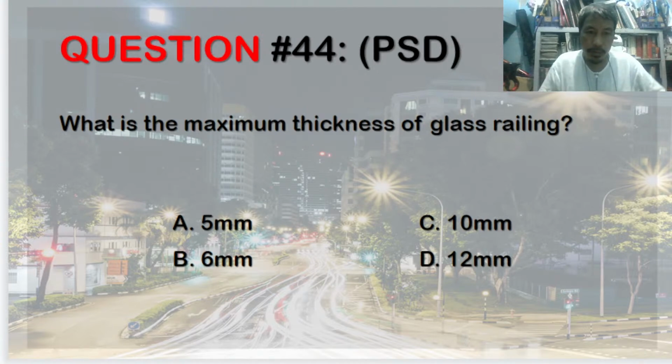Question number 1. What is the maximum thickness of glass railing? A. 5 mm, B. 6 mm, C. 10 mm, D. 12 mm. What is the maximum thickness of glass railing? A. 5 mm, B. 6 mm, C. 10 mm, D. 12 mm.